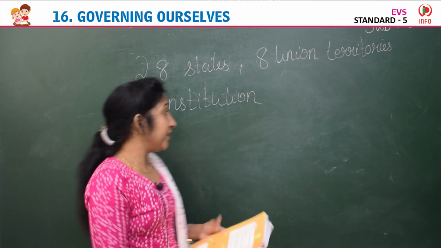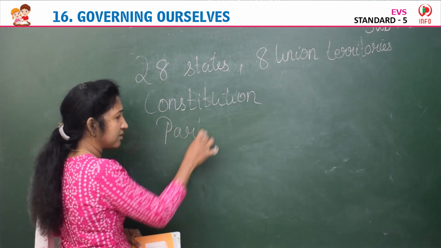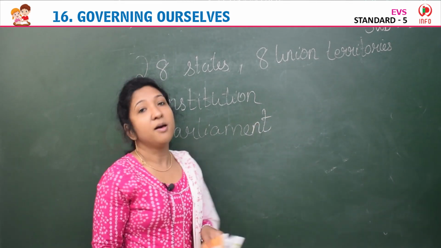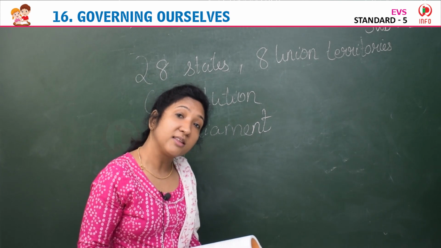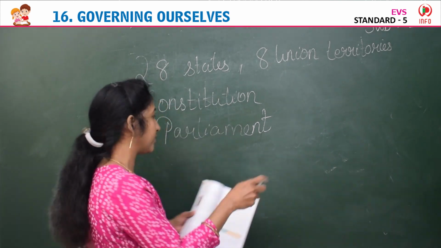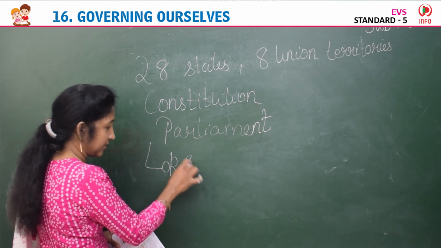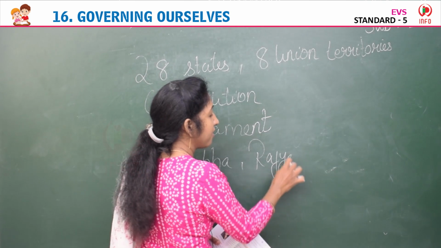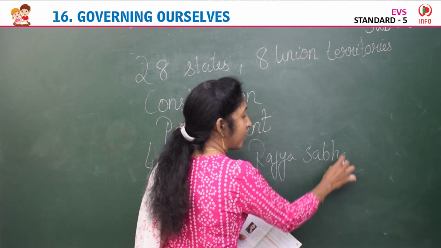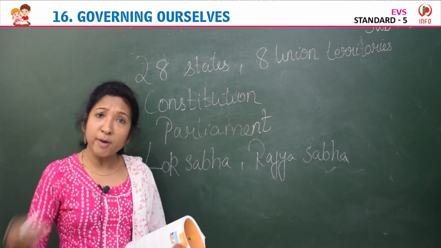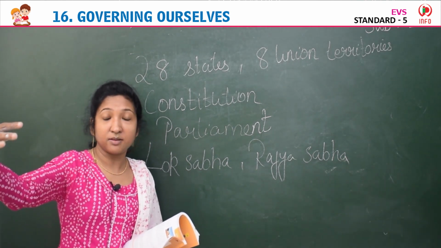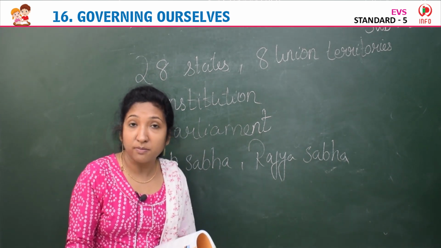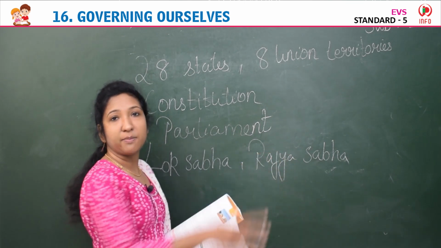Then next we learned about Parliament. What is Parliament? It is a law-making body. How many houses are there in Parliament? The Parliament has 2 houses. Which are the 2 houses? Lok Sabha and Rajya Sabha. Next, we learned how many members should be in Lok Sabha, and what are the conditions to be a member of Lok Sabha. Then about Rajya Sabha, isn't it?